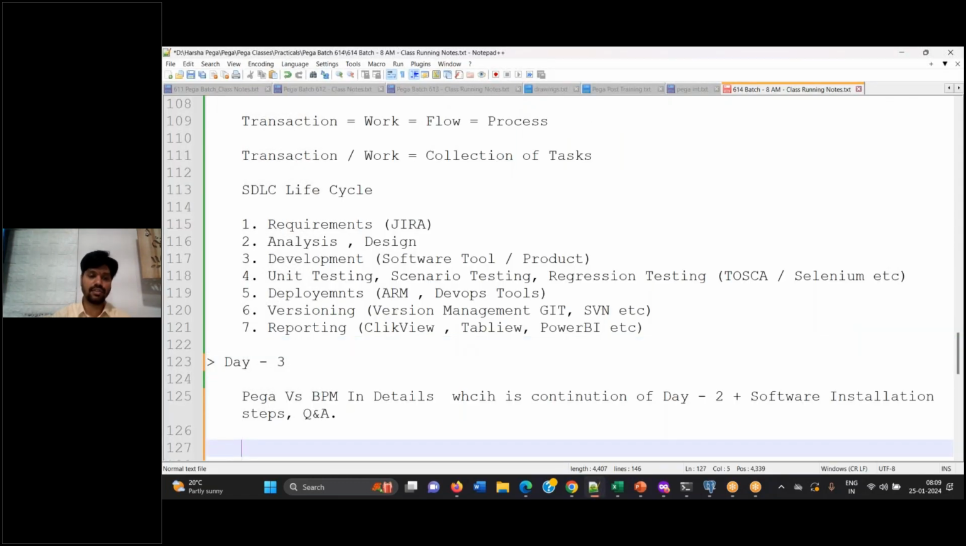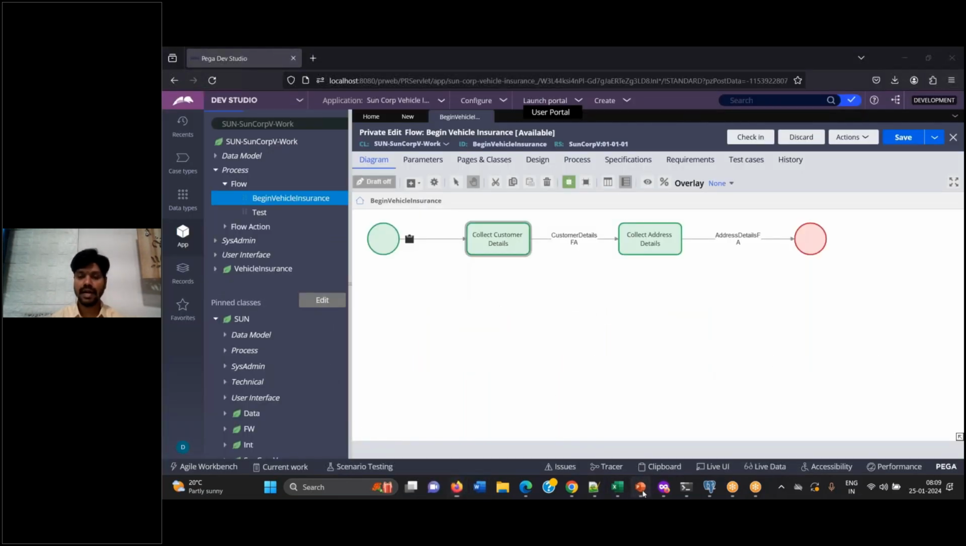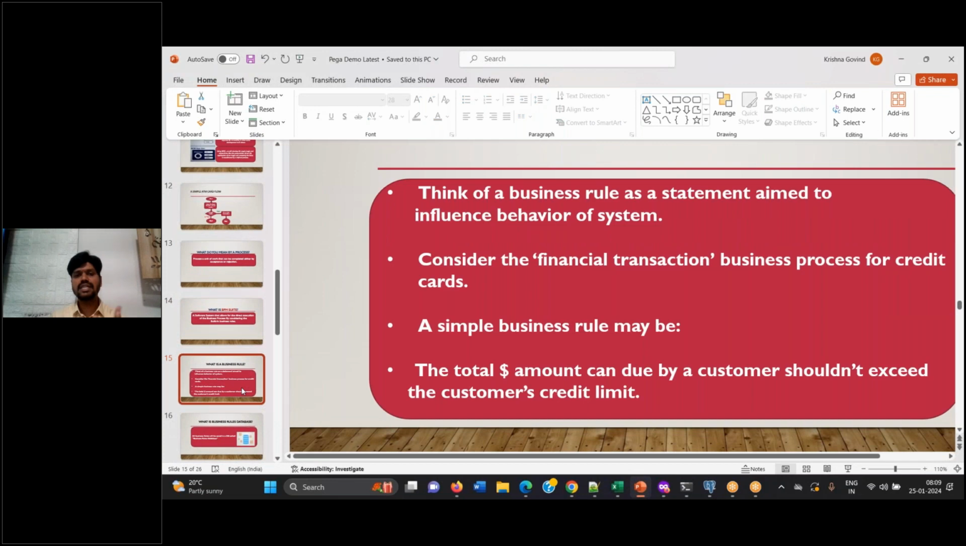Let me go here. Day 3, right? So the BPM suite. In the BPM suite, what do you have? Business rules. What will business rules do? They control the system. The entire system will be controlled by business rules. Okay, look here. I told you a general example. Another example is drafted here. Just an example: think of a business rule as a statement aimed to influence the behavior of a system. A system's behavior will be influenced by rules. That's what it's aimed at. Now, consider the financial transaction business process for credit cards.